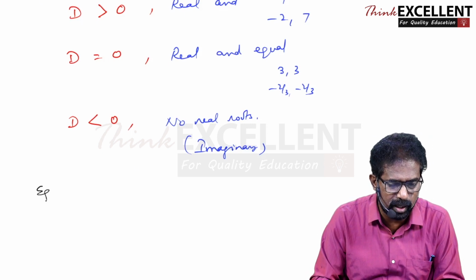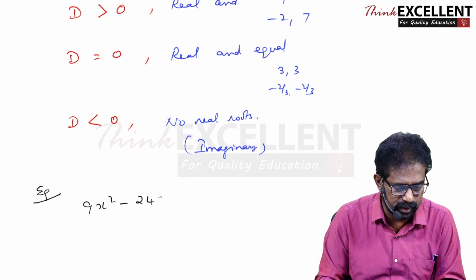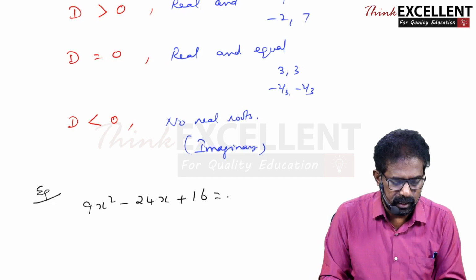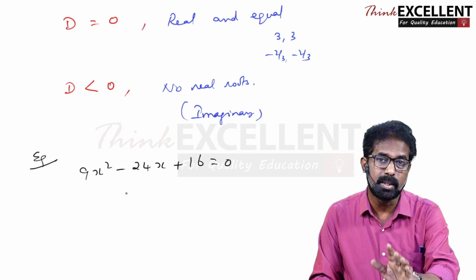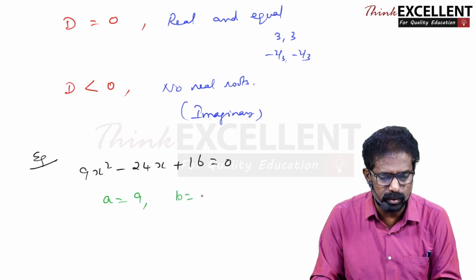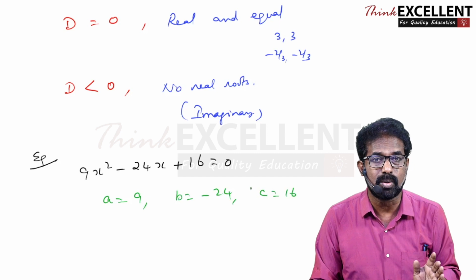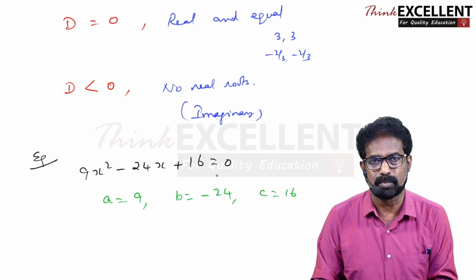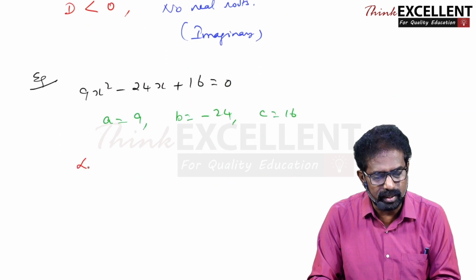Let us see one small example. Suppose the question is 9x square minus 24x plus 16 is equal to 0. So it is a quadratic equation as usual, check that it is correct. Yes. What is the a value here? 9, b value minus 24, c value 16. It is not to solve, only to check the nature. Okay, find the nature of the root. So what do you do? You find the discriminant.